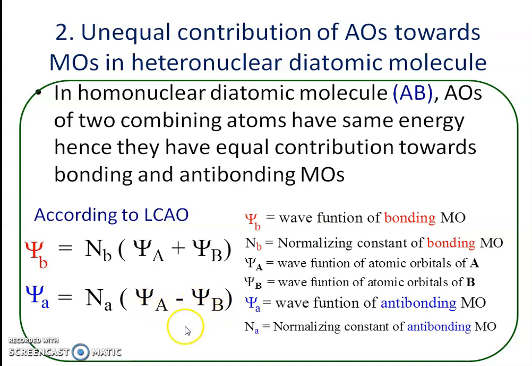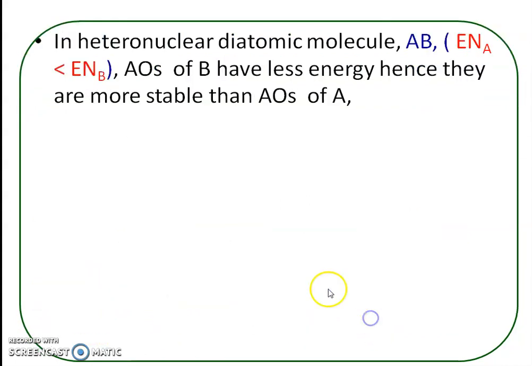And psi A and psi B are the wave functions of the atomic orbital of A and the atomic orbital of B. From these two relations, it is clear that the atomic orbitals of A and B contribute equally towards the formation of the bonding molecular orbital as well as the anti-bonding molecular orbital. And this is for a homonuclear diatomic molecule. Now consider the heteronuclear diatomic molecule AB, with B more electronegative than A.